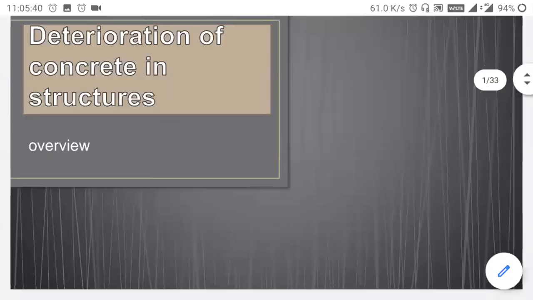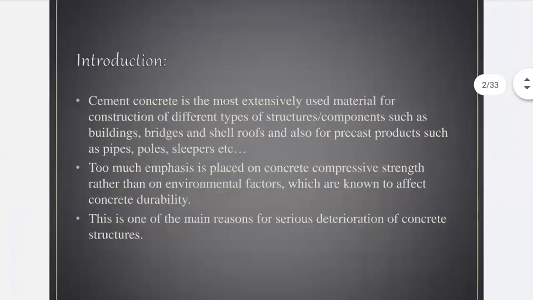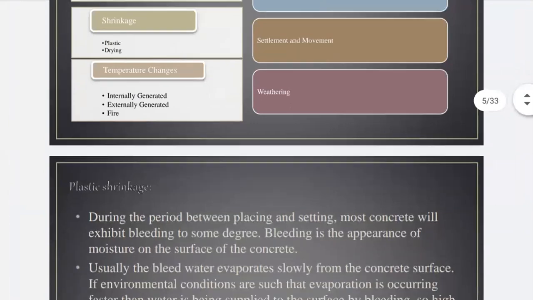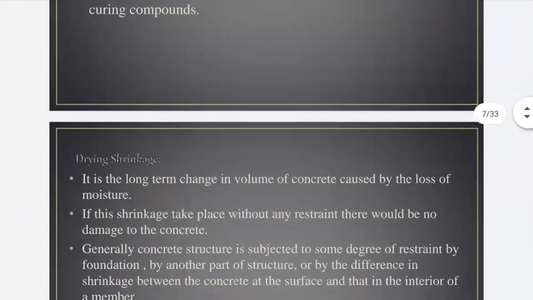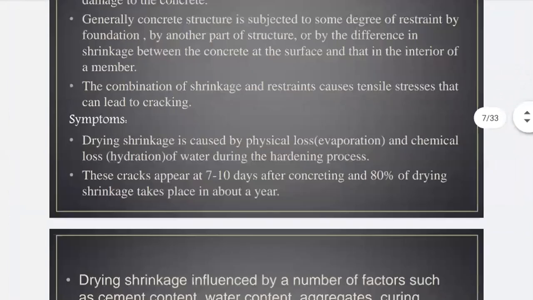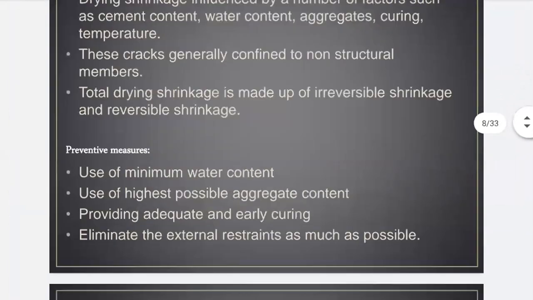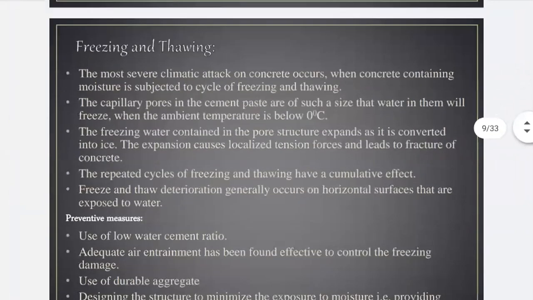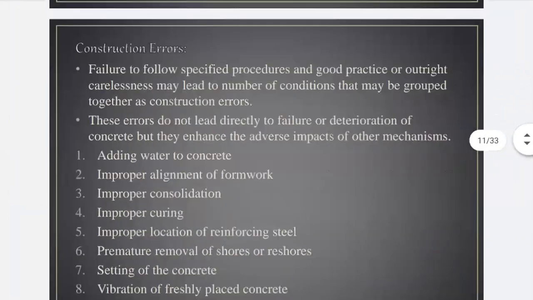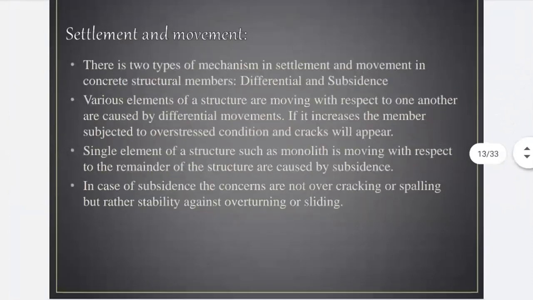Students, today we will complete our unit number 6, which is deterioration and repair of concrete. We have already seen plastic shrinkage, drying shrinkage, deterioration due to freezing and thawing, as well as accidental loading, construction errors, and design errors. Today we will see the different settlements and movements that can lead to the deterioration of concrete, and how to prevent that settlement and movement.